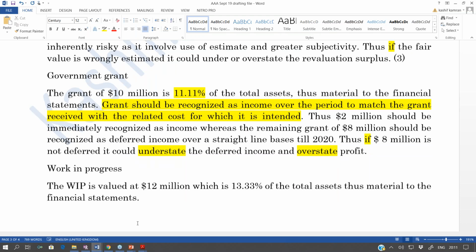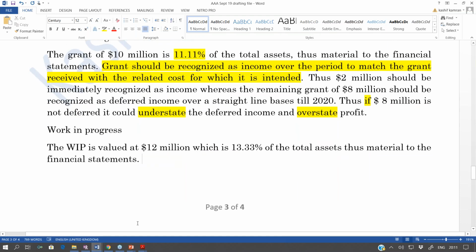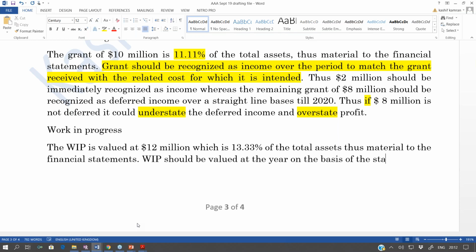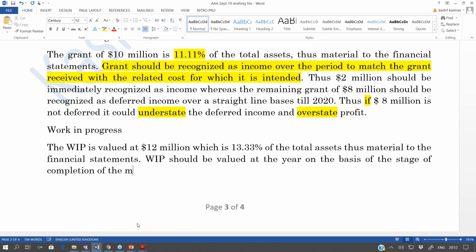Now, should I write the risk or should I write the treatment? Treatment, okay. Work in progress should be valued at the year end on the basis of the stage of completion of the material, labor, and overheads. Is that true? The work in progress should be valued at the year end on the basis of the stage of completion of material, labor, and overhead. Did I write the treatment?